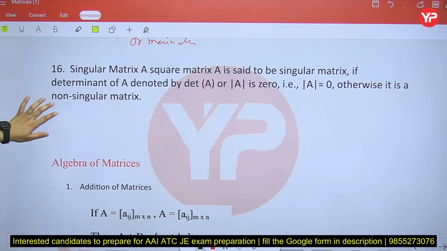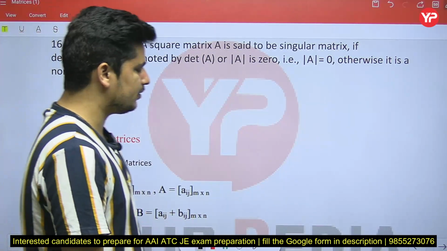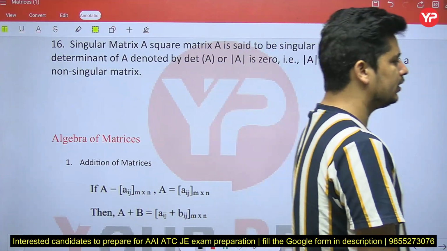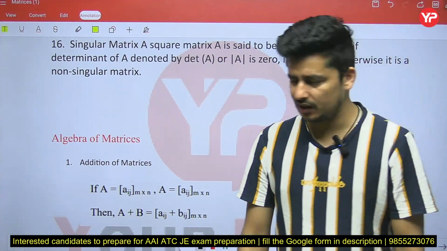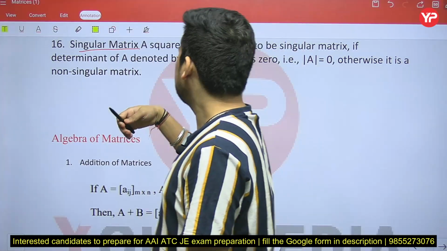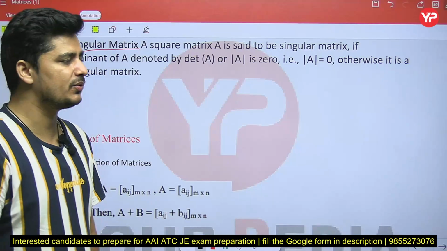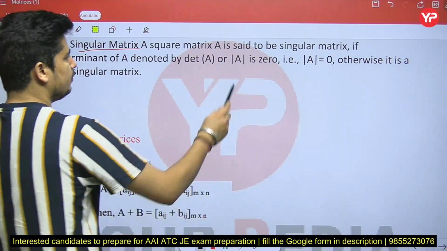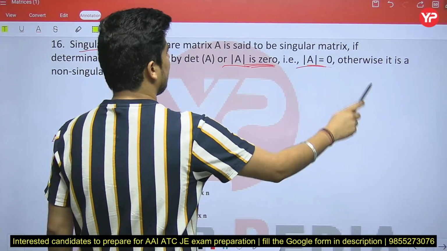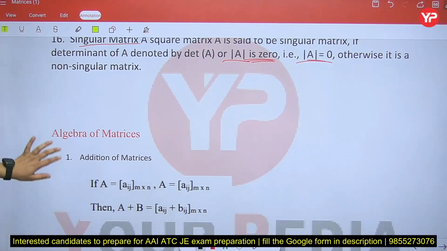Singular matrix. That will be better understood when we study determinants, right? A square matrix A is said to be a singular matrix when its determinant is 0. Whenever your determinant is 0, then it is a singular matrix, otherwise it is a non-singular matrix.